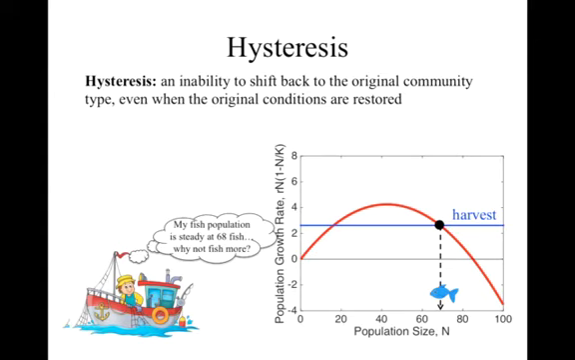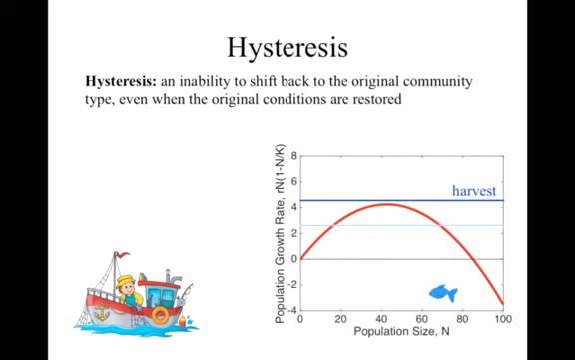So this brings about the idea of hysteresis. Hysteresis is the inability to shift back to the original community type even when the original conditions are restored. And again, we've seen hysteresis. We haven't called it that, but in the last unit we saw hysteresis. So you remember this fisherman fishing at 68, fishing at a rate of about 2.5 and having a fish population stable at about 68 fish.